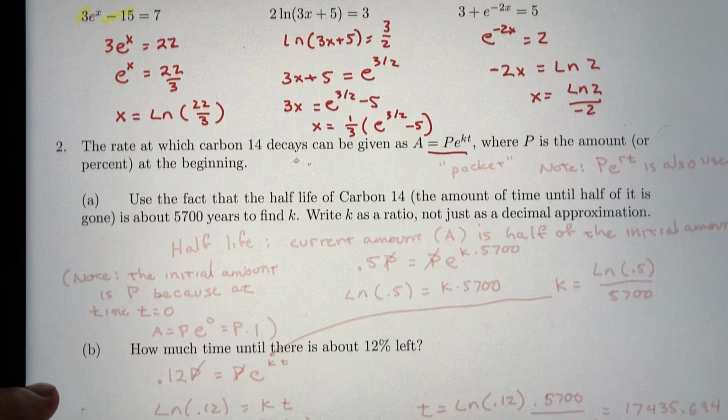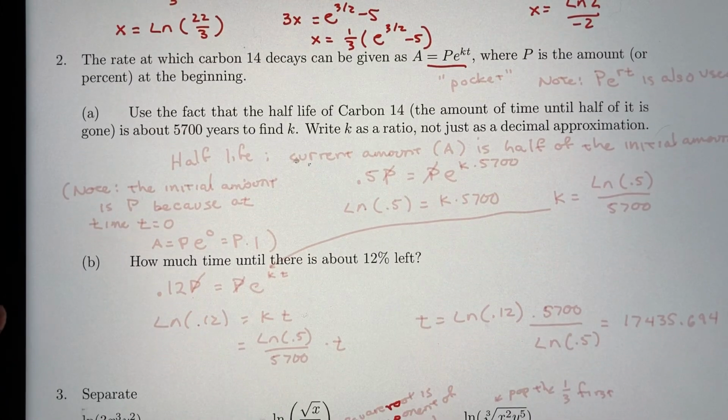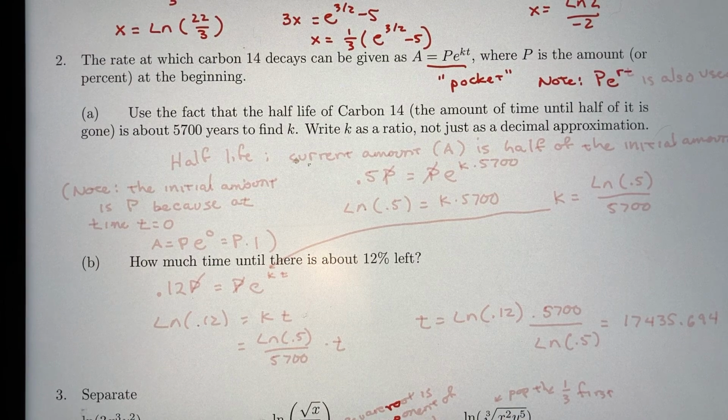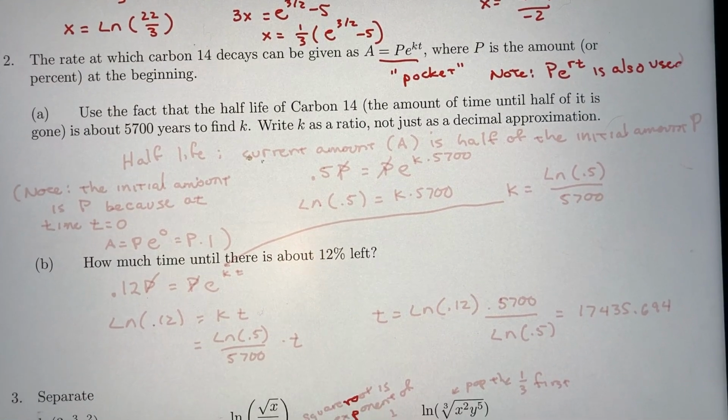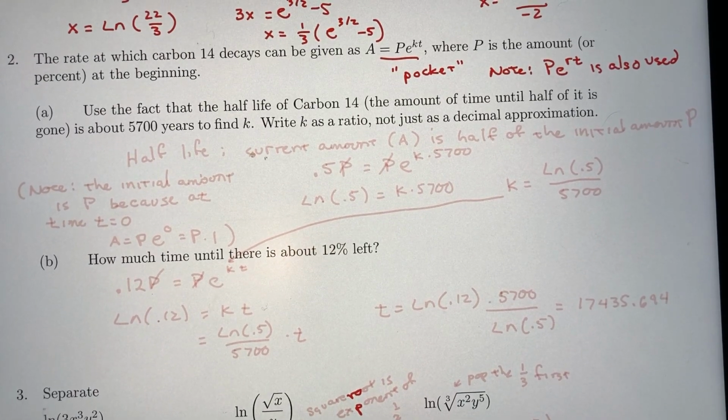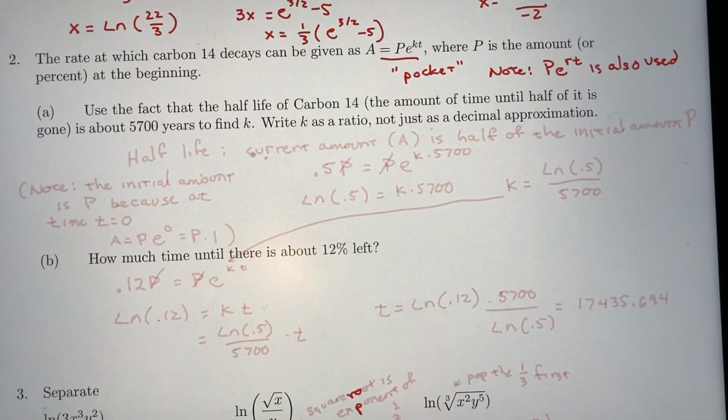Okay, so we're going to use A equals P e to the kt. I call this the pocket formula. Sometimes r is used instead of k, and then it's called the PERT formula. Yeah, whatever.